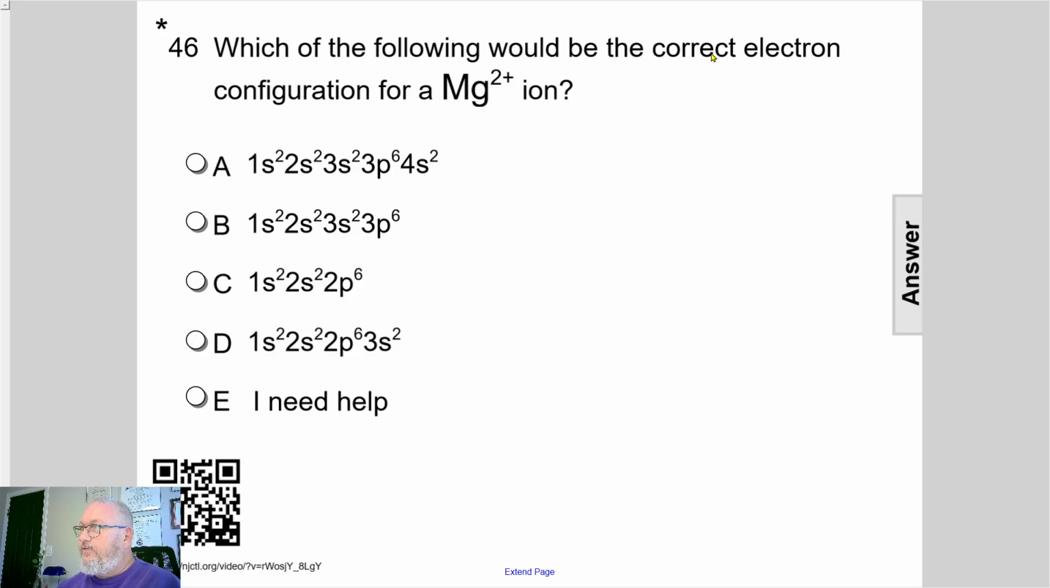Now, which of these would be correct if we had a magnesium 2+ ion? Magnesium has an atomic number of 12. So it's Mg2+. If it was 12 electrons, I've lost 2 electrons, so that means I have 10 electrons. All I've got to do is count this out to make sure which one gives me 10 electrons. So that's 1s2, there's 2, that's in the correct order. 2, 4, 6, that's 10. So that would be C.